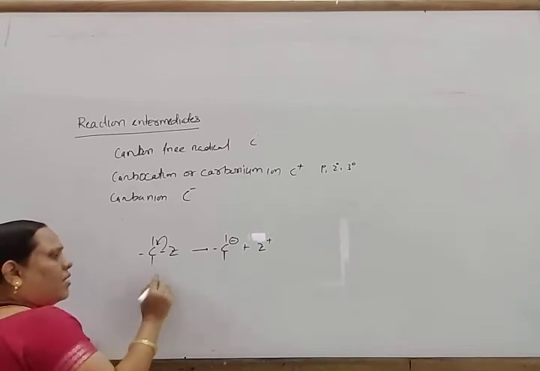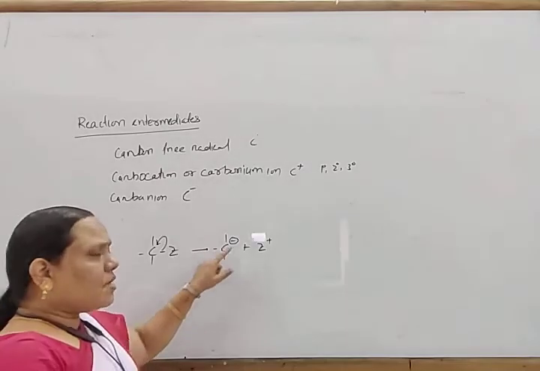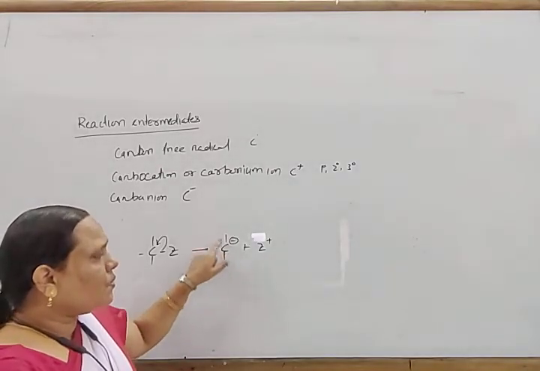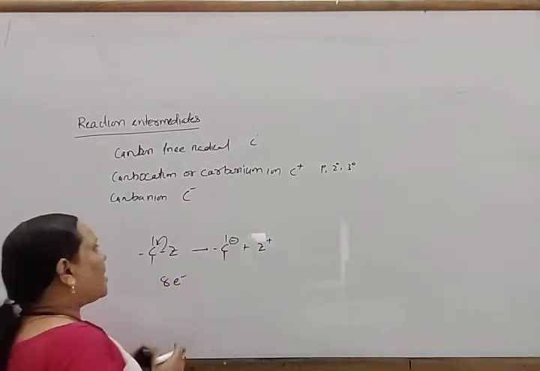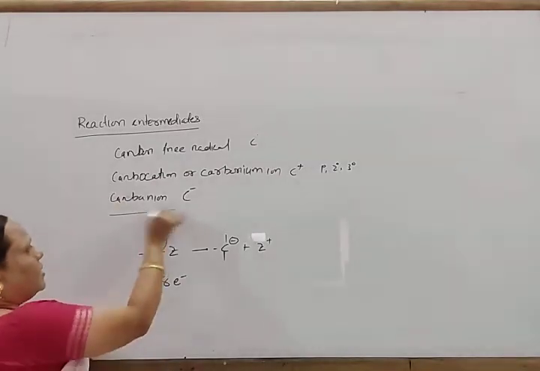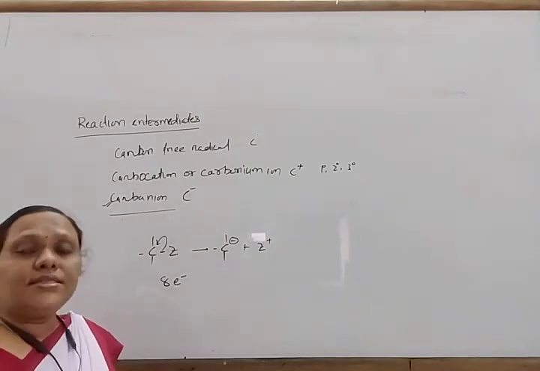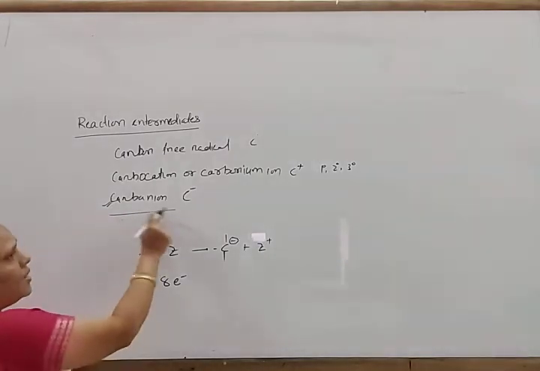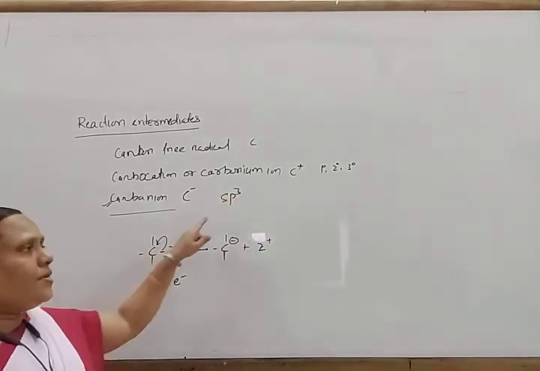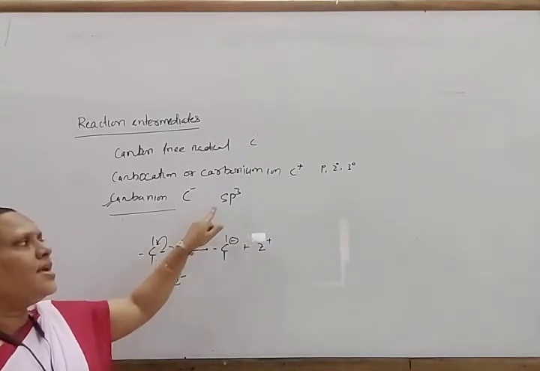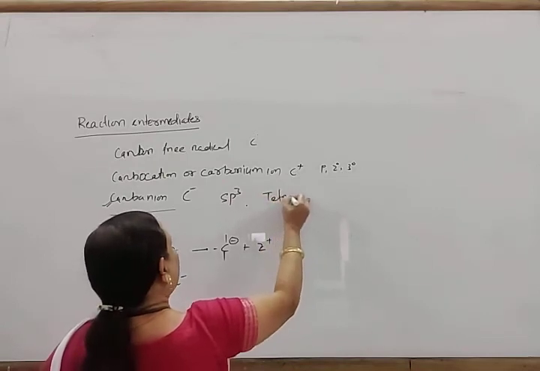So look here, whenever this type of event takes place, there is one electron pair, and the carbon in the carbanion is surrounded by 8 electrons. As it is surrounded by 8 electrons, the carbon generally undergoes sp3 hybridization, with 4 electron pairs, and its structure is tetrahedral.